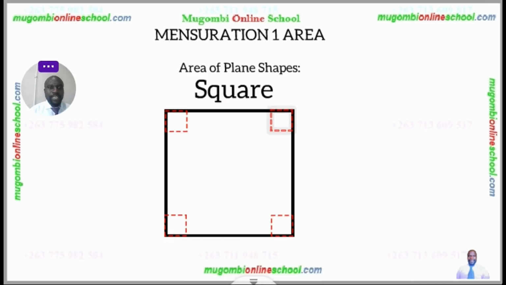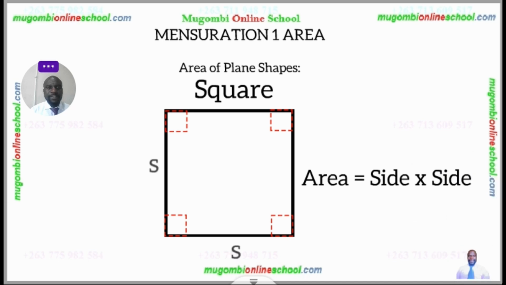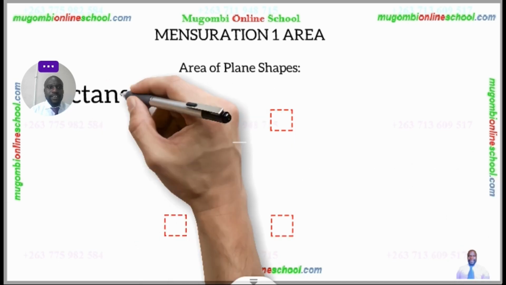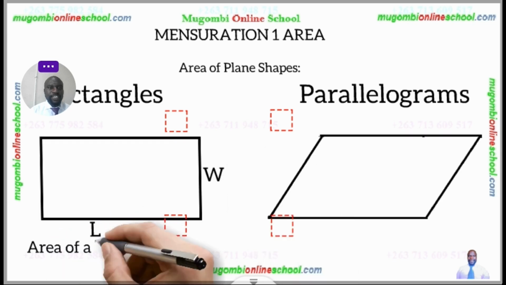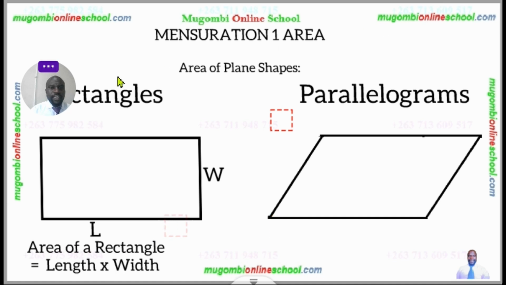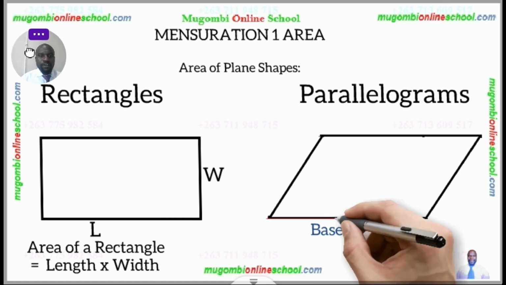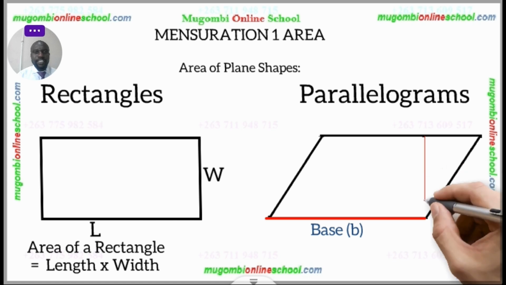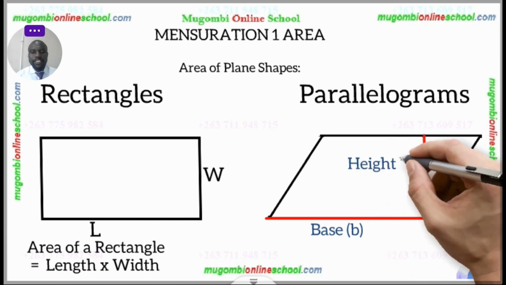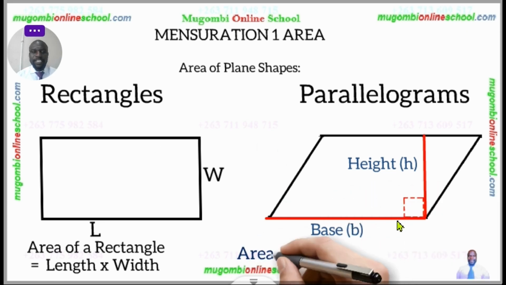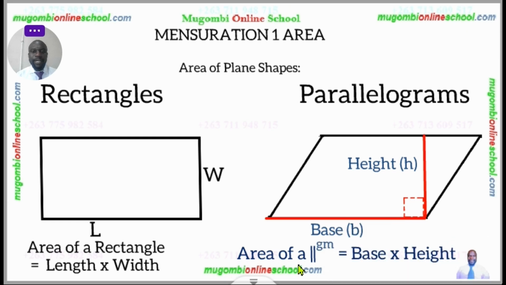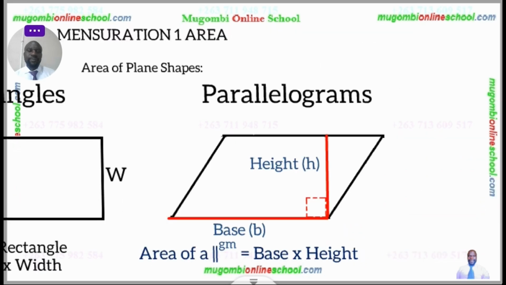Let's start with the area of a square, which is calculated by saying side times side, followed by the area of rectangles as well as parallelograms. The area of a rectangle is calculated by length times width, and the area of a parallelogram is calculated as base times height, of which for us to know that it is the height, it has to have a right angle, which means that it is perpendicular to the baseline. So we can simply say area of a parallelogram in short equals base times height. So this is the shortcut for parallelogram.